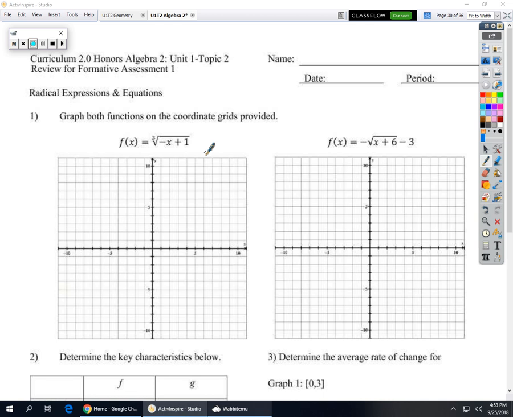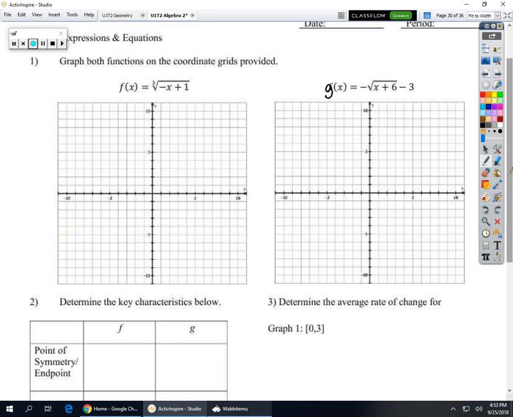Alright, this one's f. Now no, this is a mistake. That should not be f. This one over here should be g. So let's change that to g of x. Alright, so I'll graph the first one first. I think it makes sense to graph both of them before you find all of the characteristics down here. So that's what we're going to do.